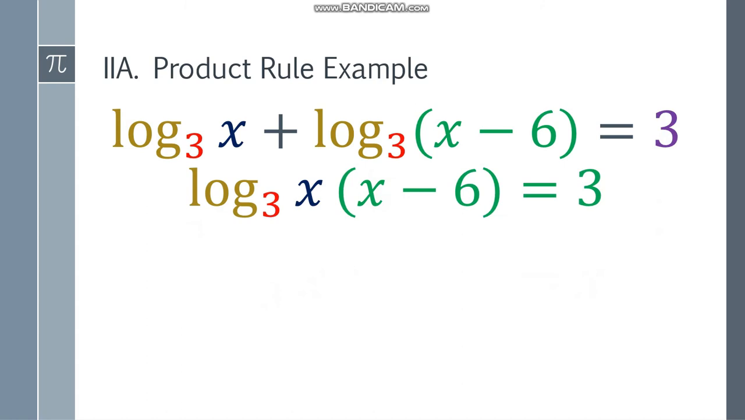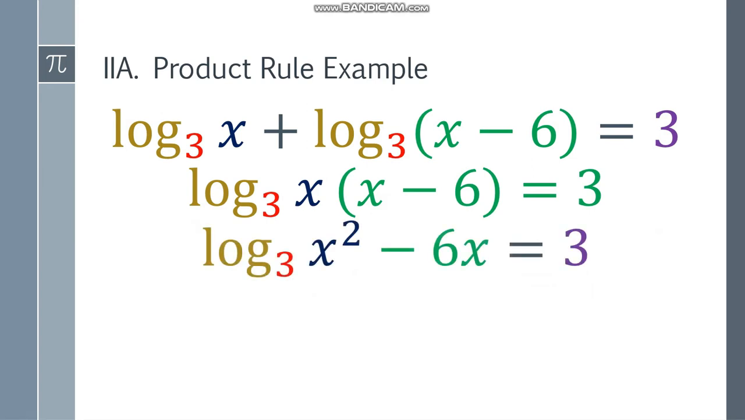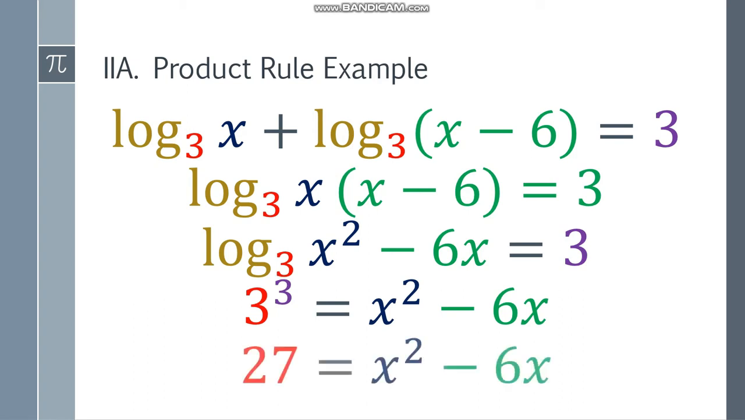So, distribute mo lang yung x dito sa factor na to. That will be log base 3 of x squared minus 6x. Ngayon, paano natin siya isa-solve? Remember your exponential form. So that will be 3 cubed, yung 3 mapupunta dito, is equal to the quantity x squared minus 6x. So simplify mo yung 3 cubed, that will be 27.